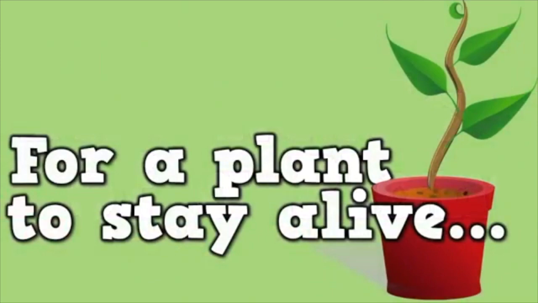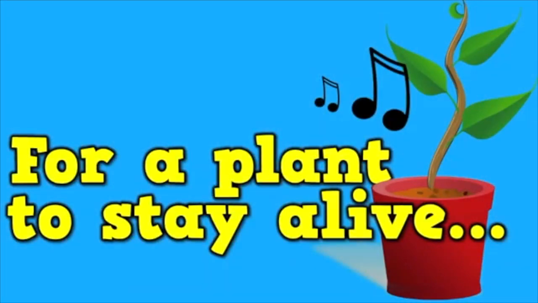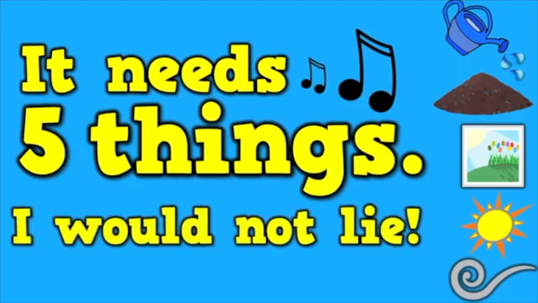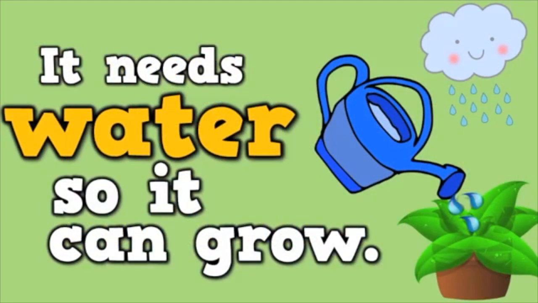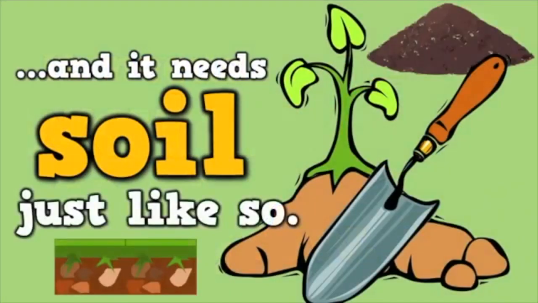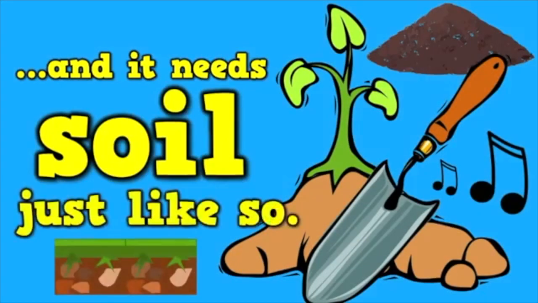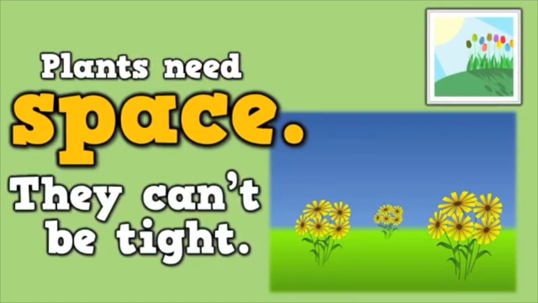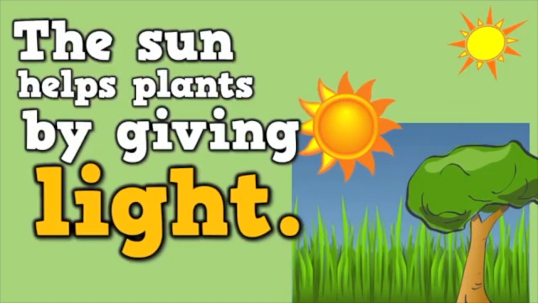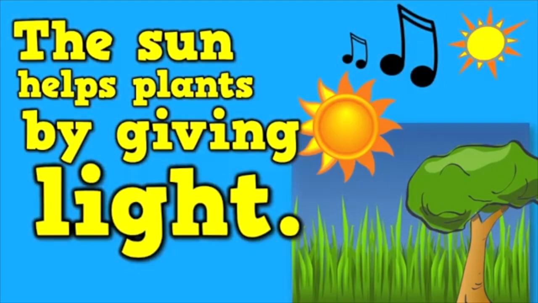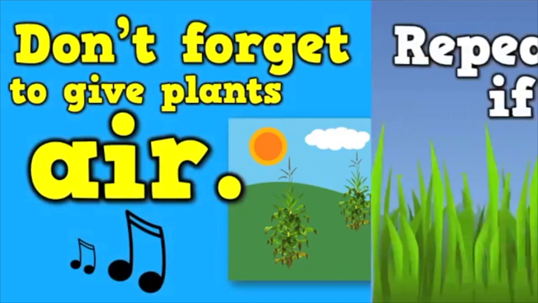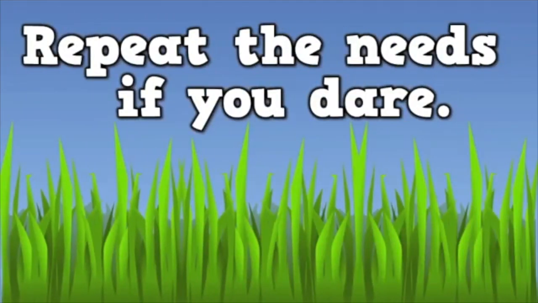For a plant to stay alive, it needs 5 things I would not lie. It needs water so it can grow. And it needs soil just like so. Plants need space, they can't be tight. The sun helps plants by giving light. Don't forget to give plants air. Repeat the needs if you dare.